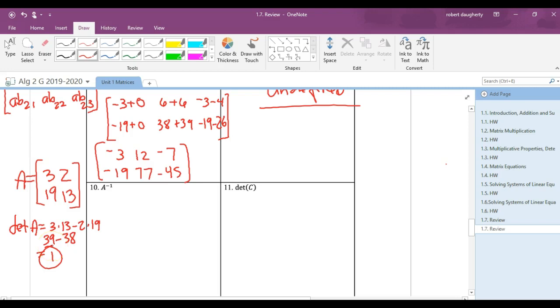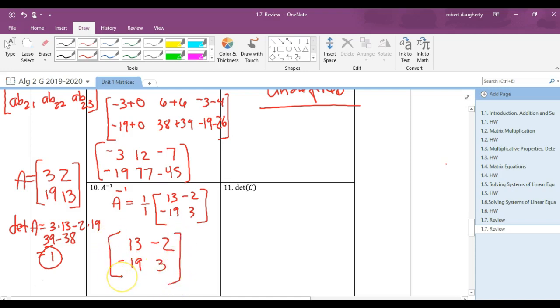Determinant is 1. So A inverse is going to be 1 over 1, and then the adjugate. So 13, 3, negative 19, negative 2. Okay? You could just write it as 13, negative 2, negative 19, 3. That's your final answer.